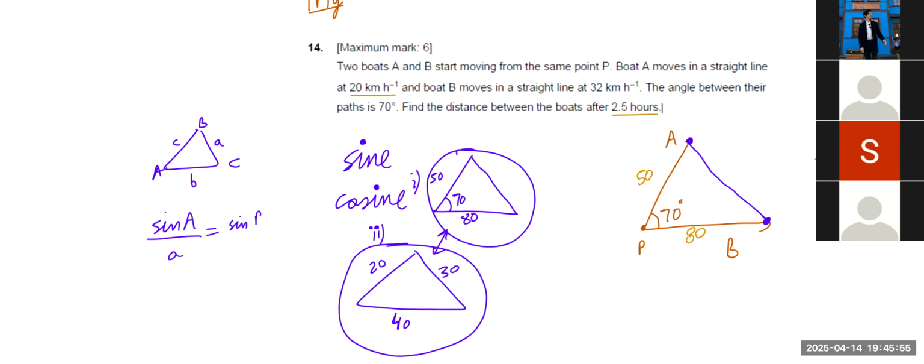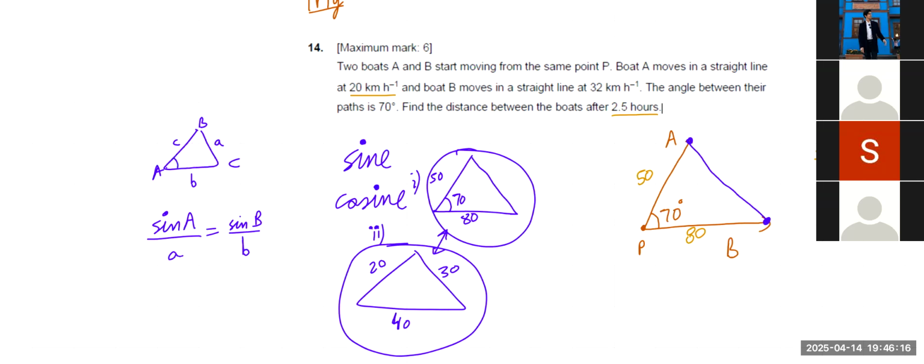This ratio is the same for all side angle pairs. So the sine rule you will only use if you know one full pair, meaning you know an angle and its corresponding side, and you know one half pair. For example, you know the angle A and side A, perfect. That's one full pair.